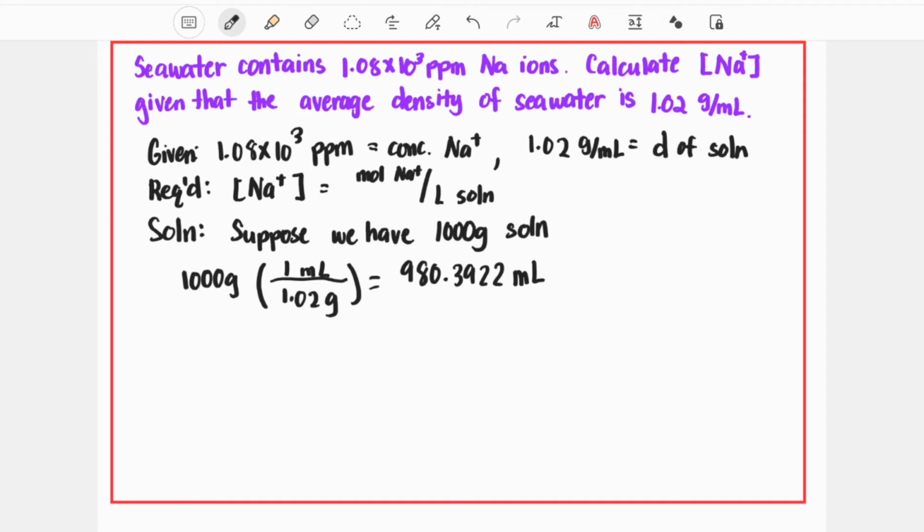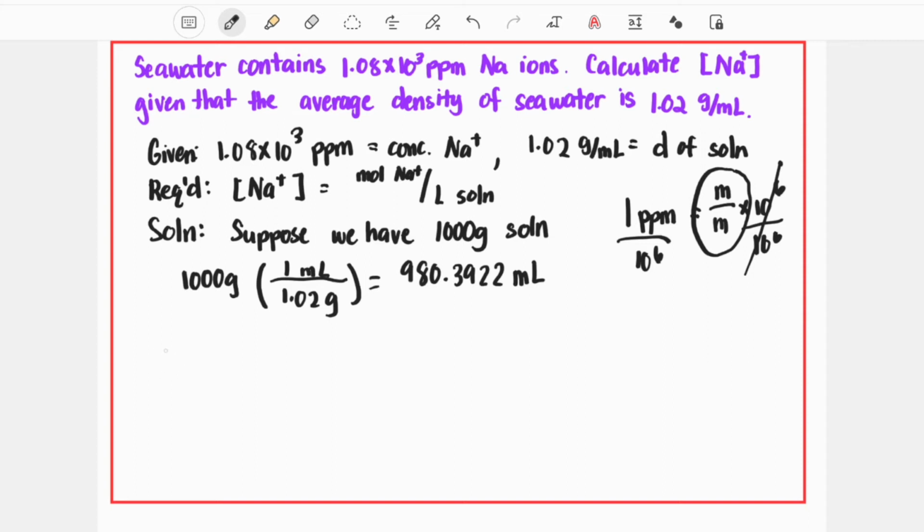Let's now find the moles of sodium ions. To do that, we need to use the parts per million. We know that 1 part per million is mass over mass times 10 to the 6. So if I divide parts per million by 10 to the 6, I would be left with mass of solute divided by mass of solution. So let me start with that.